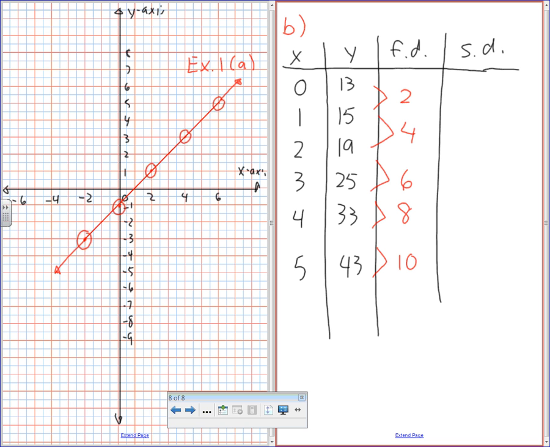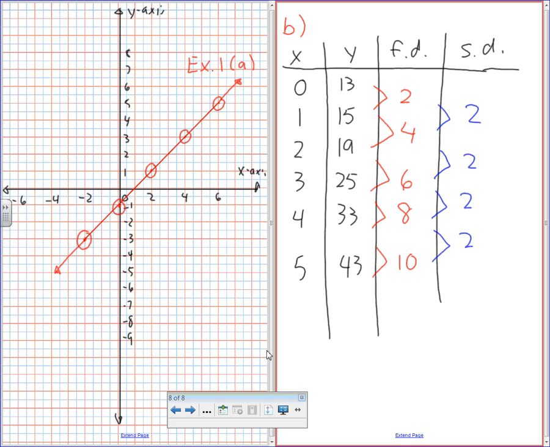Okay, now as far as the second differences go, Karina, how do you do the second difference? Do you just do the same thing as the other numbers, so 4 minus 2? Very good. 4 minus 2 is going to be 2. 6 minus 4 hopefully is going to be 2. 8 minus 6 is 2, and 10 minus 8 is going to be 2. Okay.